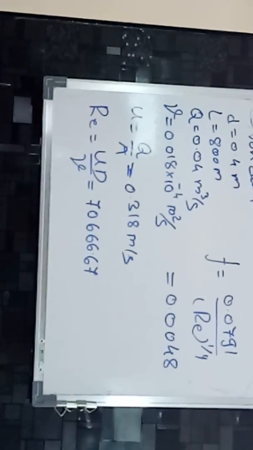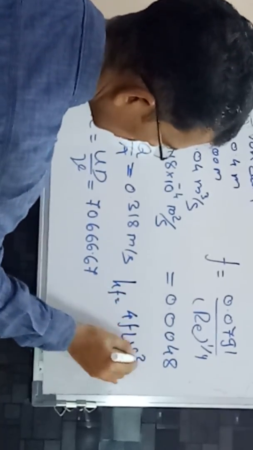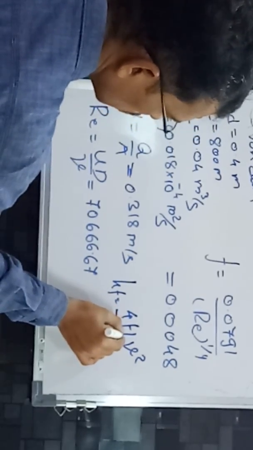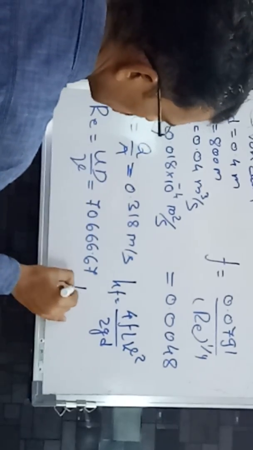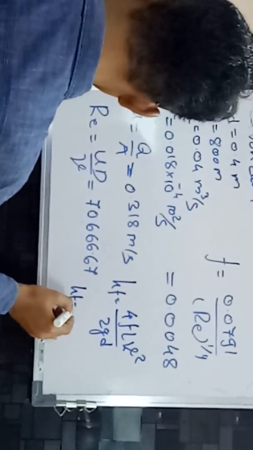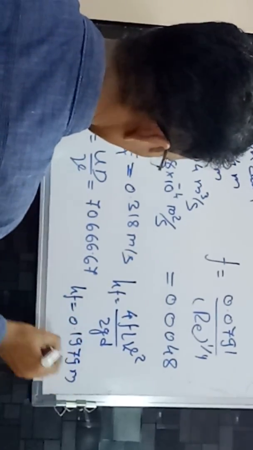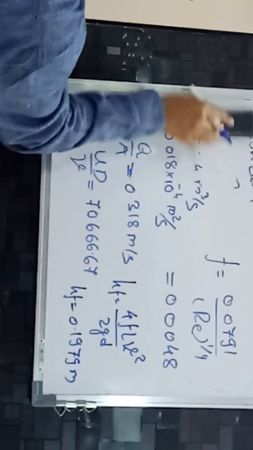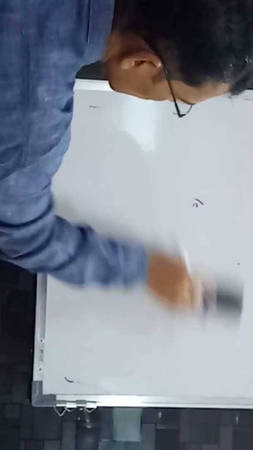Second, the head loss by Darcy's Weisbach equation. What is Darcy's Weisbach equation? So HF equal to 4FL V square upon 2GD. If you know this coefficient of friction, here we know that, here V. So this velocity you take, then HF equal to 0.1979 meter. Then next, wall shear stress. How to calculate? I will tell you. Up to this you understand?